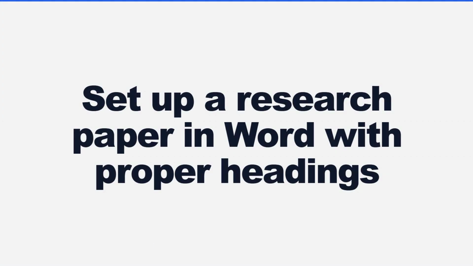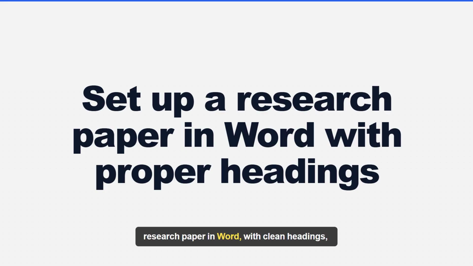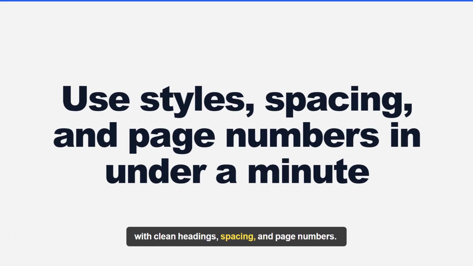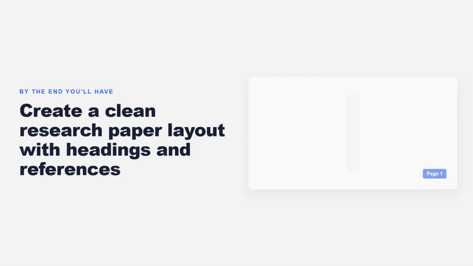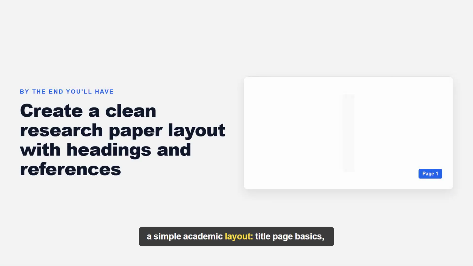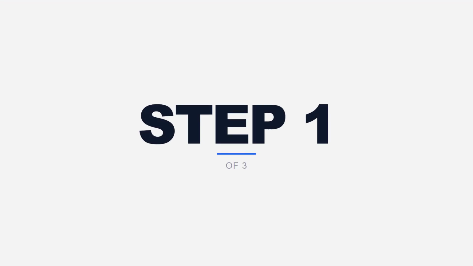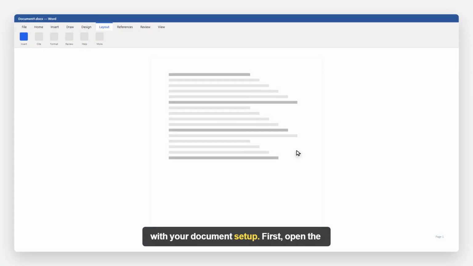Here's the fastest way to structure a research paper in Word, with clean headings, spacing, and page numbers. We'll build a simple academic layout: title page basics, heading styles, page numbers, and a references-ready finish. Start with your document setup.